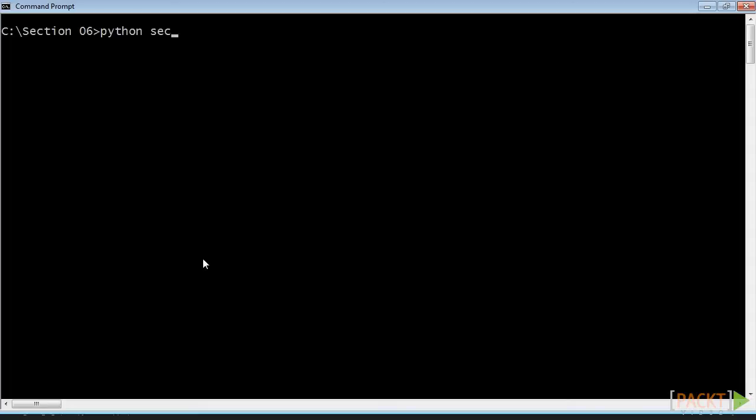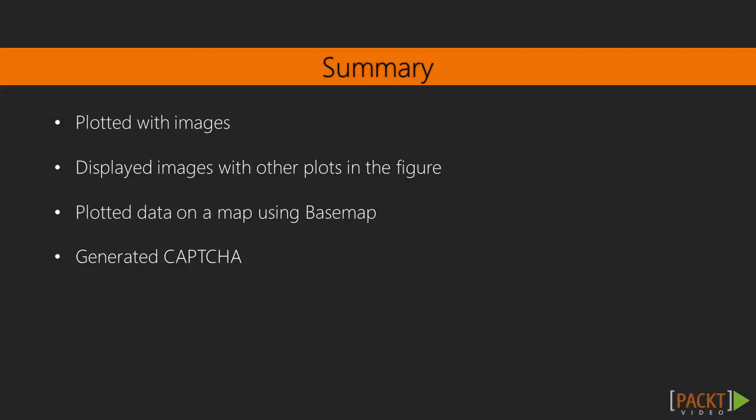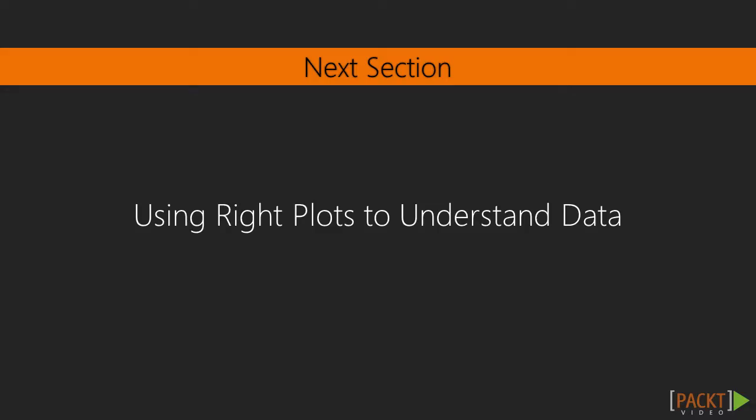Let's now run this file and check the output. So you can see the CAPTCHA image we generated with this code. Superb. In this section we started plotting with images. We then displayed images with other plots in a figure, and then plotted data on a map using the Basemap toolkit. And at the end we saw how to generate CAPTCHA images. In the next section we'll explore the use of plots to understand data.